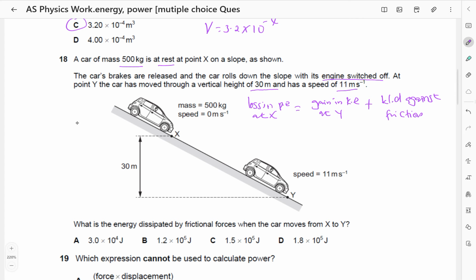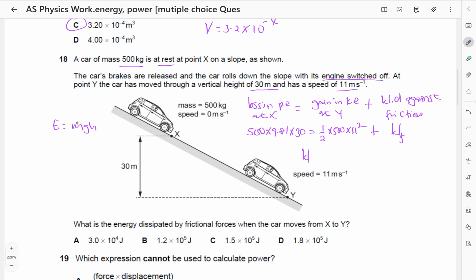So the loss in gravitational potential energy, remember potential energy is equal to mgh. So the loss in gravitational potential energy at X is going to be 500 times 9.81 times h, which is 30, is equal to the gain in kinetic energy at Y, which is going to be a half times 500, then times, of course, the speed changes from 0 to 11, so I'll just say times 11 squared. Then plus the work done against friction.